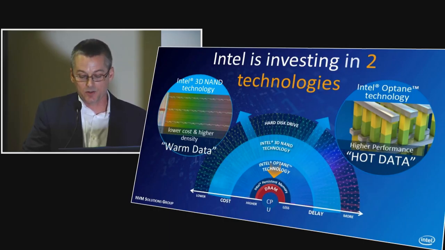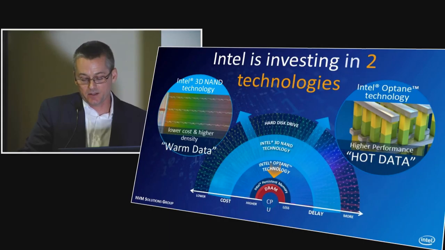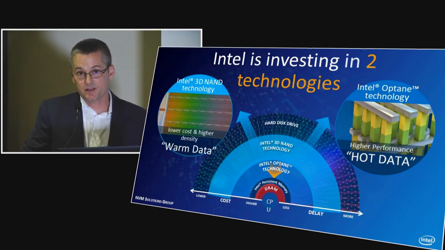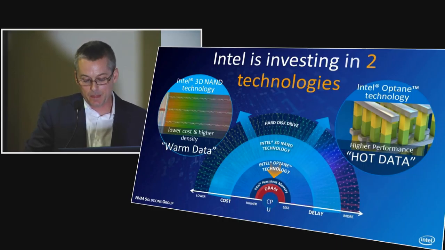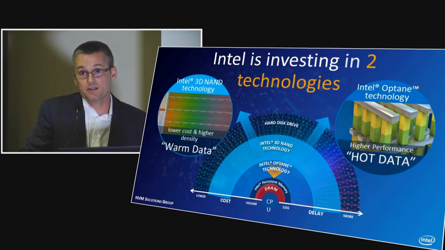We're pushing outward to capture more of the warm data on a media that is 1,000 times faster than a hard drive. On the right, Optane technology is solidifying our position in hot data for real-time processing, while also pushing inward with memory media that is 10 times the density of DRAM, pulling more data on this faster storage and bigger memory. Optane is fast, it's dense, and non-volatile.